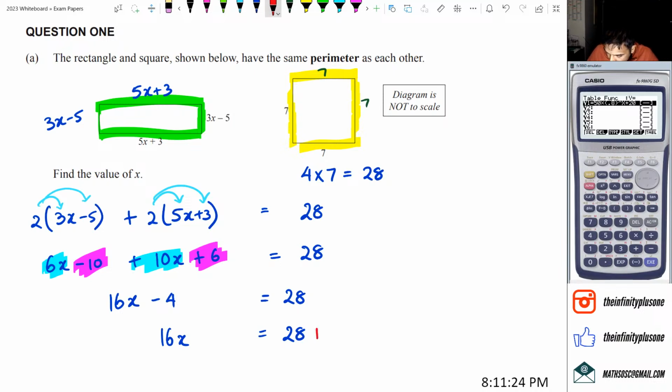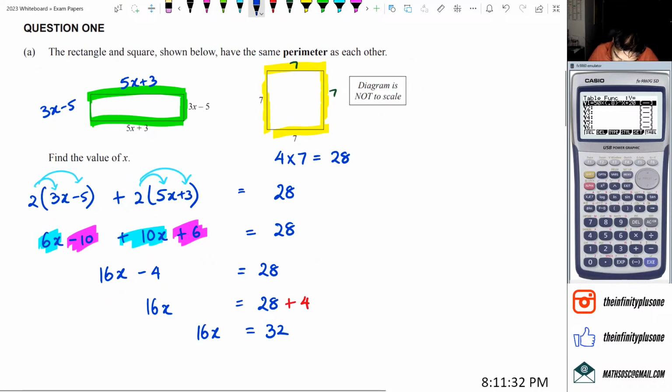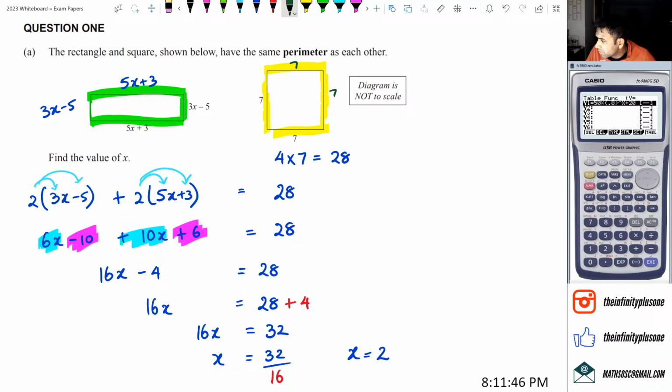The minus 4, when it comes to the right hand side, becomes plus 4. And we've got 16x is equal to 32. And then we can say that x is equal to 32 divided by 16, which means x is equal to 2. Now, this question is worth achieved.